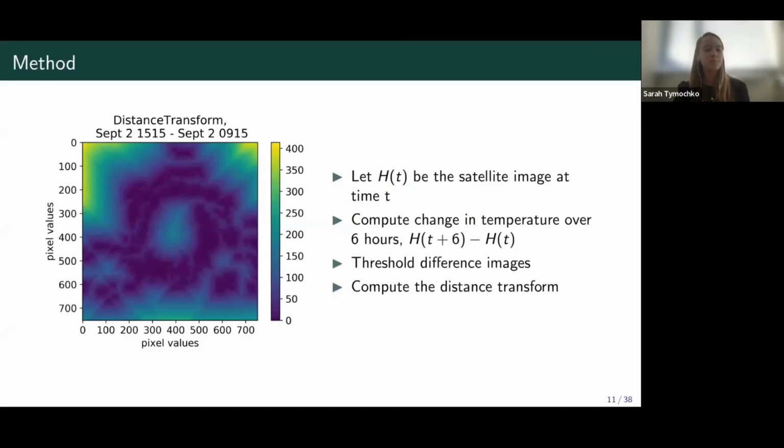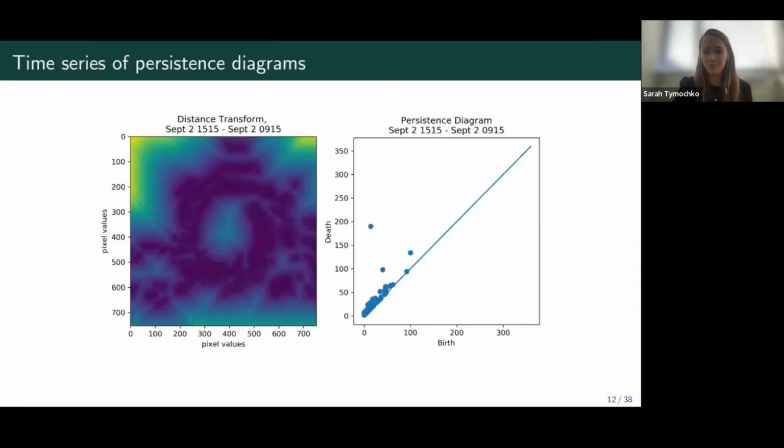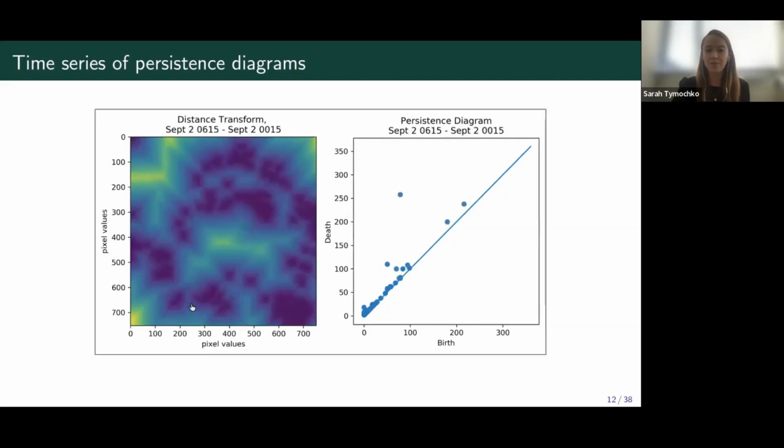Now the intuition that there's a ring-like feature will show up more easily in the persistence diagram, since now we have this whole ring with a more similar function value. So the sub-level set persistence will work more the way we want it to. Now, rather than a time series of those 6-hour difference images, we have a time series of the distance transform, and we can watch how the persistence diagram changes over time.